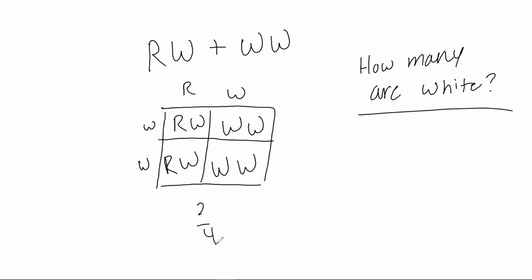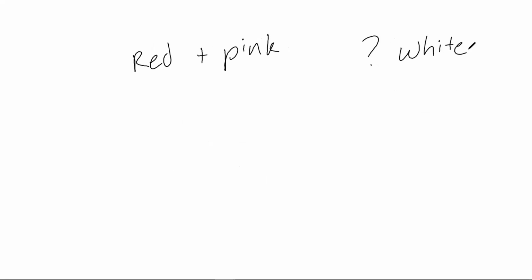So let's do this in a word problem this time. Same situation. If you are red, you have both of the red alleles. If you are white, you have both of the white alleles. And if you are pink, you have both of the pink alleles. If I combine a red plus pink, how many are going to be white? I'm gonna let y'all draw out the Punnett square this time.